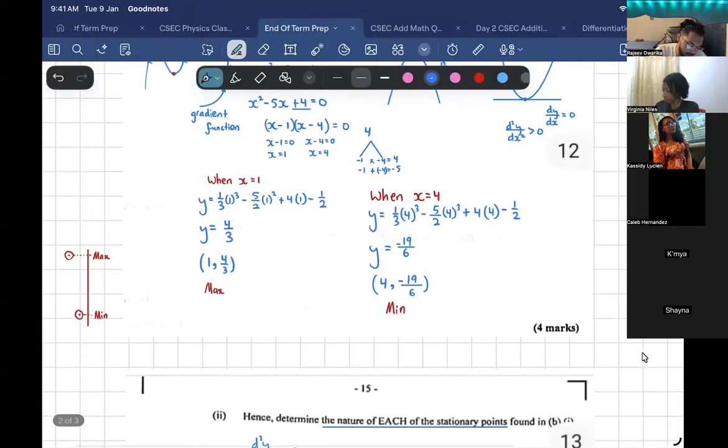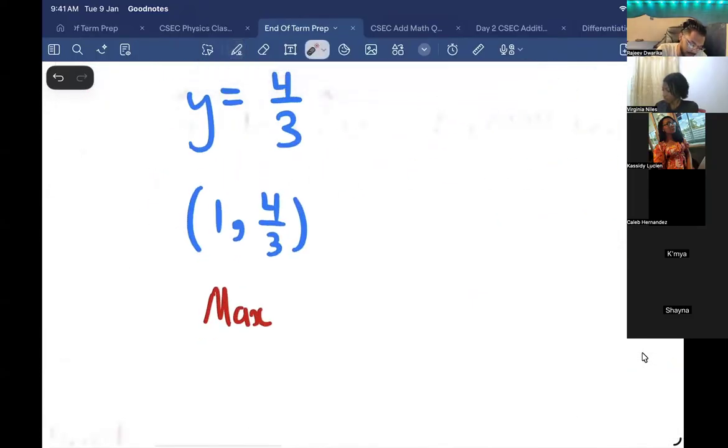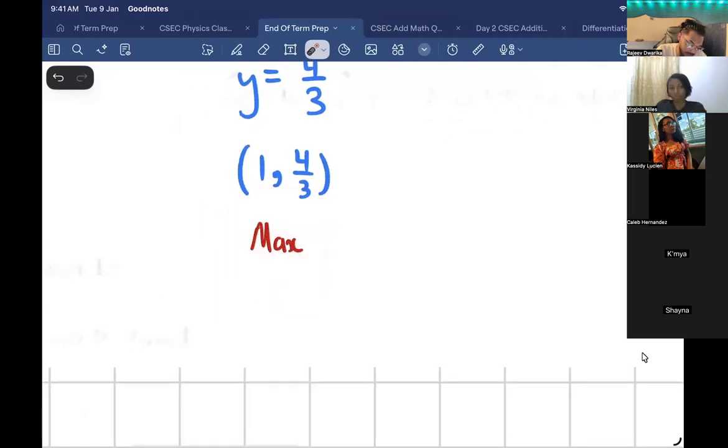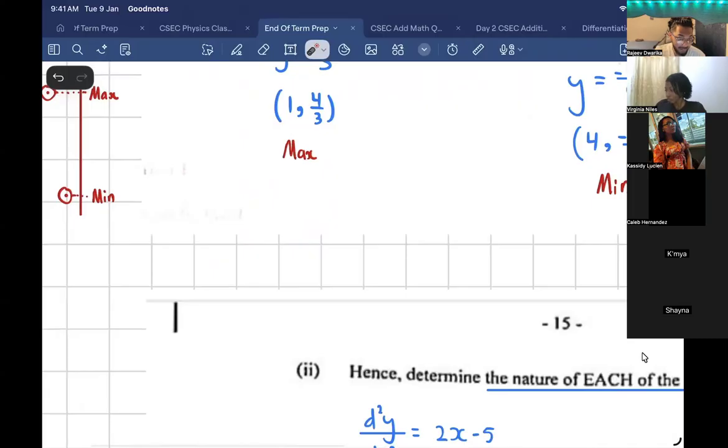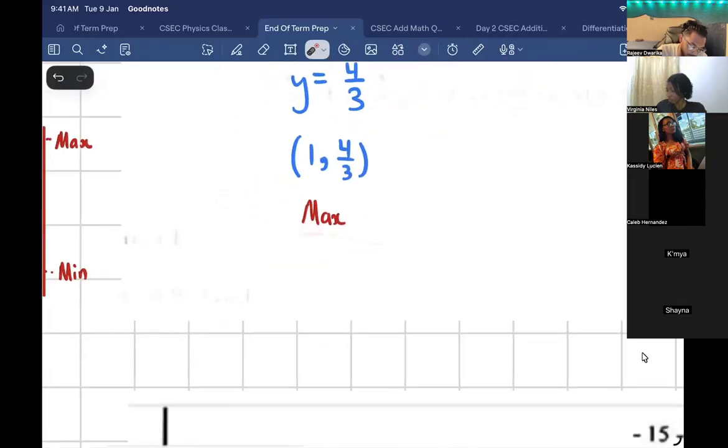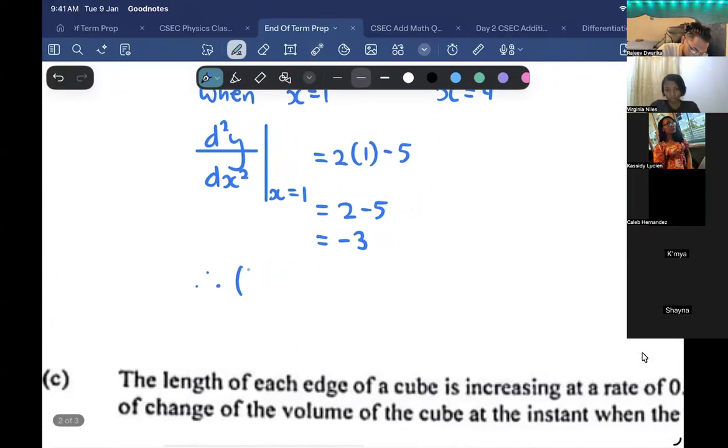Maximum. Sorry. Remember the frowny face. You see why this hack is so important? You could do the second derivative and then forget which is which, right? This would ensure that you don't forget, to secure that one mark. So this is your maximum, therefore 1.